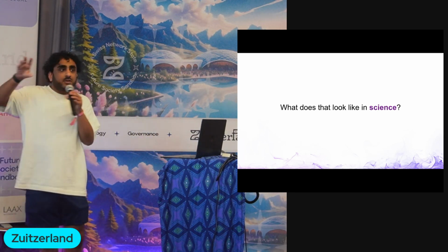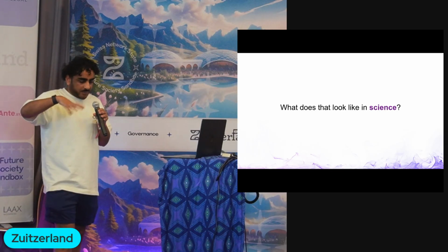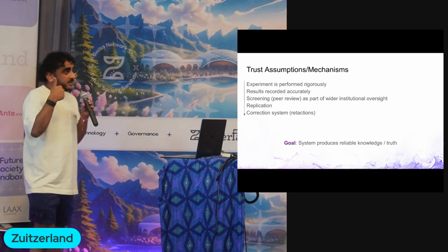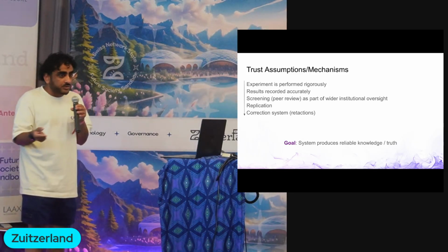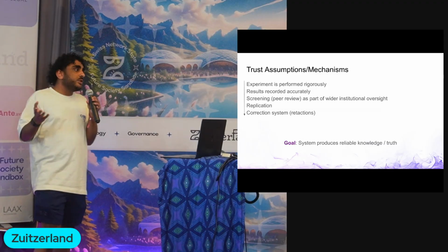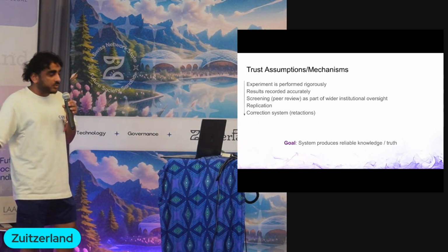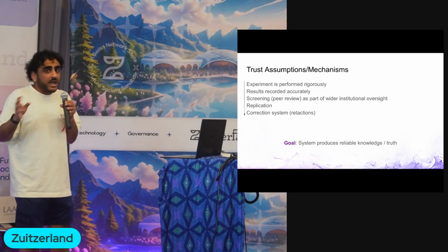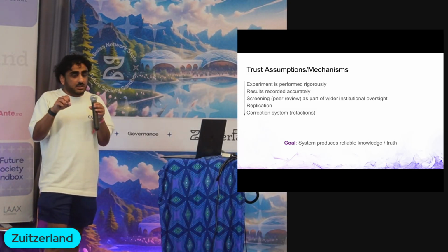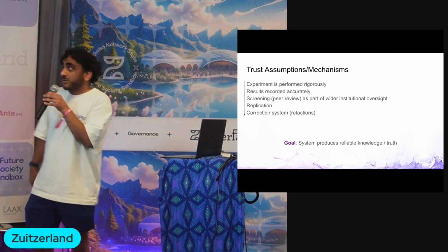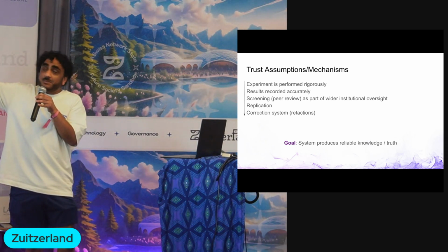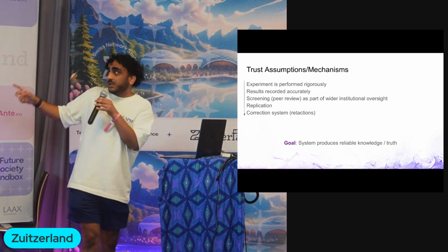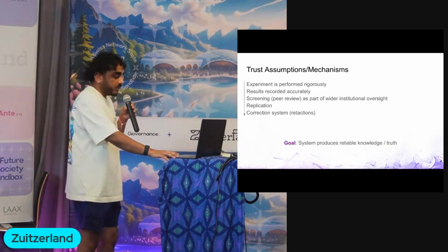To really simplify this, just assume I'm doing an experiment. I'm a scientist, and if you are assuming what is the trust in this entire thing as a system, you're trusting that I've done the experiment properly, trusting that I've recorded the results properly, trusting that there's some kind of screening mechanism before the information is disseminated as part of wider institutional oversight. You're trusting that someone else replicates this to ensure that my finding wasn't a fluke, and that there's some kind of correction system making sure to remove any information which is not true. Spoiler alert, all of these trust assumptions and mechanisms are completely broken in science. And it does not serve its ultimate goal, which is to be a system that produces reliable knowledge.